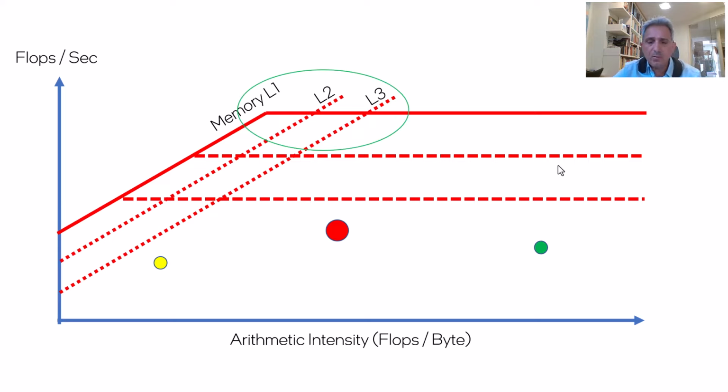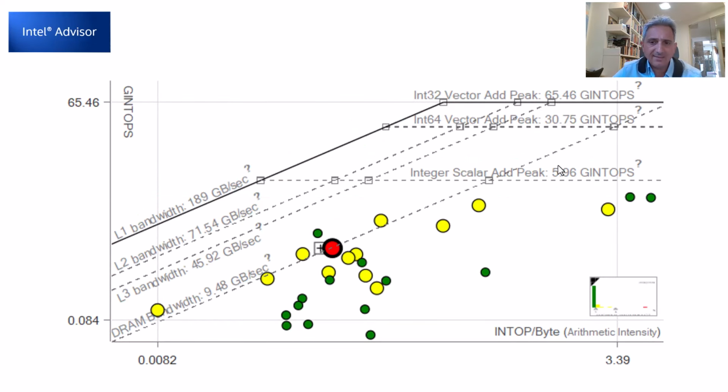This is how a real analysis looks, where you see the roofs representing the maximum capacity of the machine. Each of the circles here is a function inside the code, and the advisor locates it on the graph and colors it with potential performance improvements. So check out the roofline analysis. I think it's pretty cool.